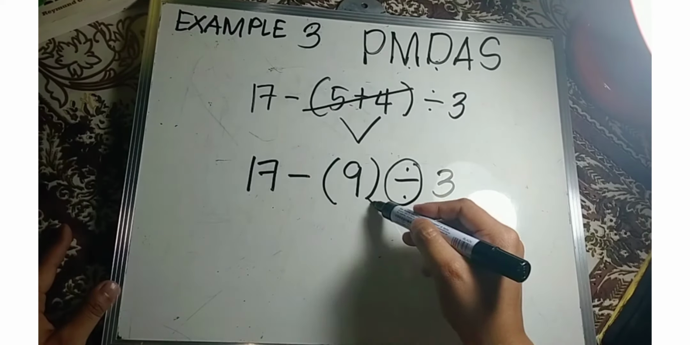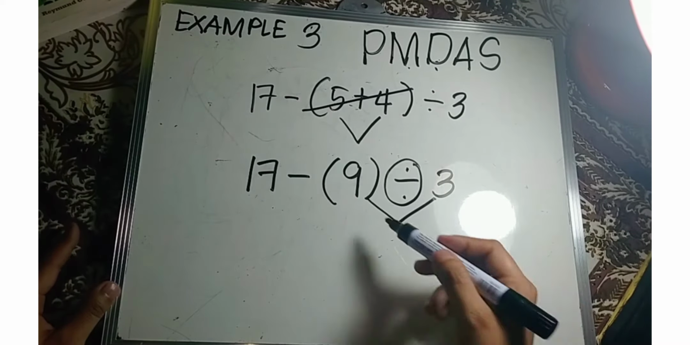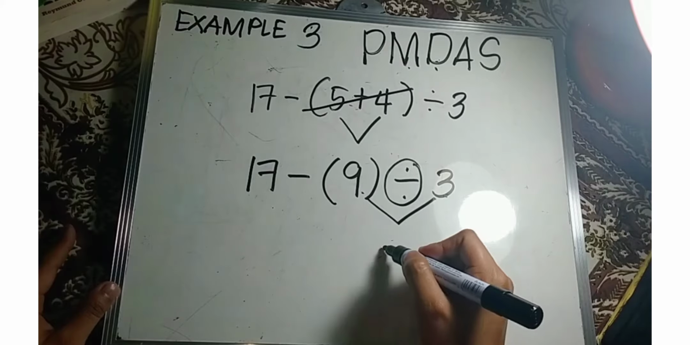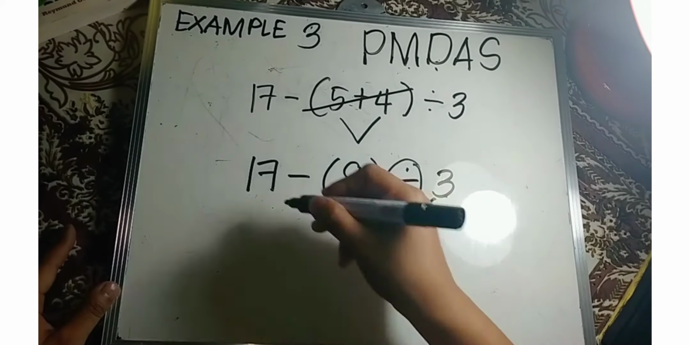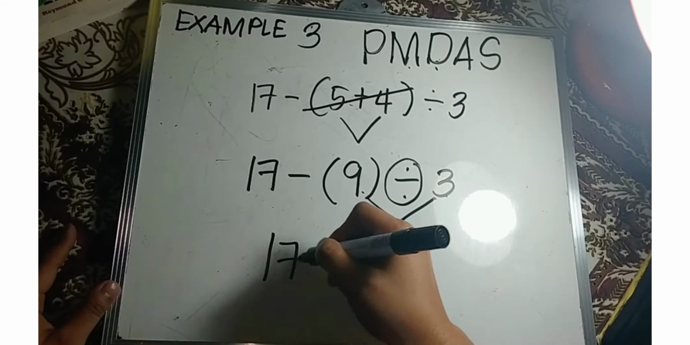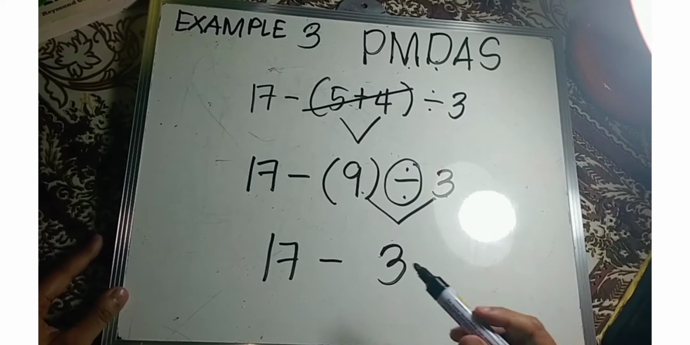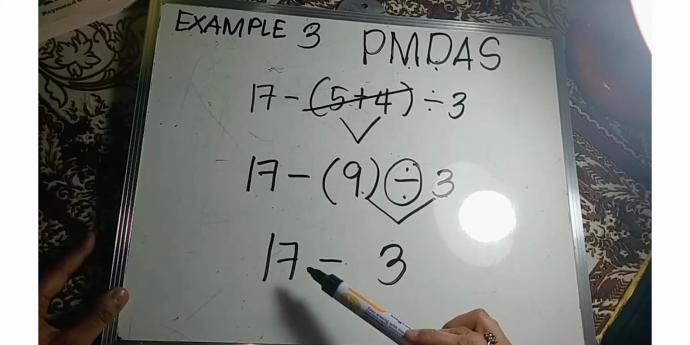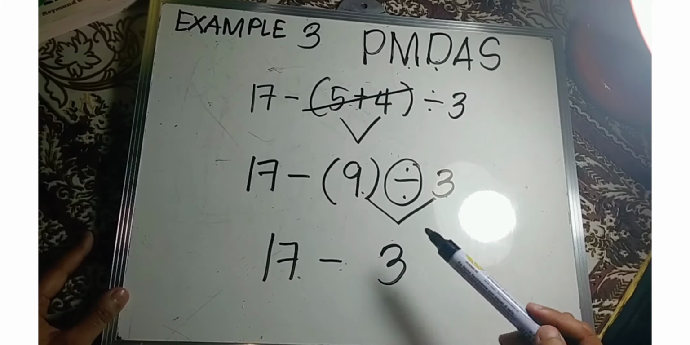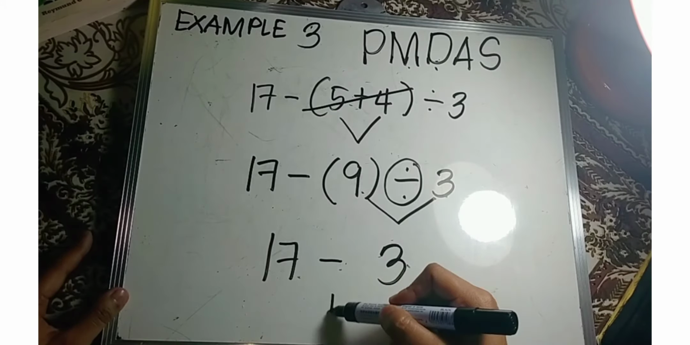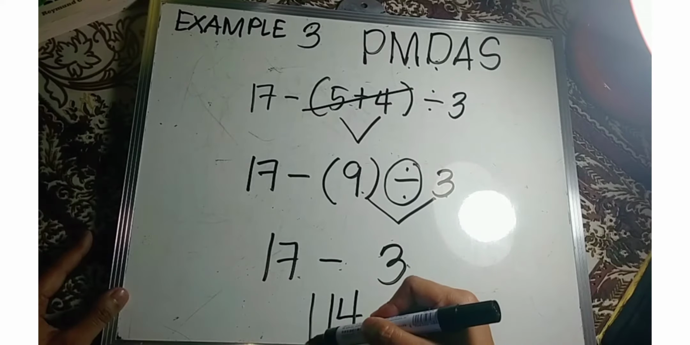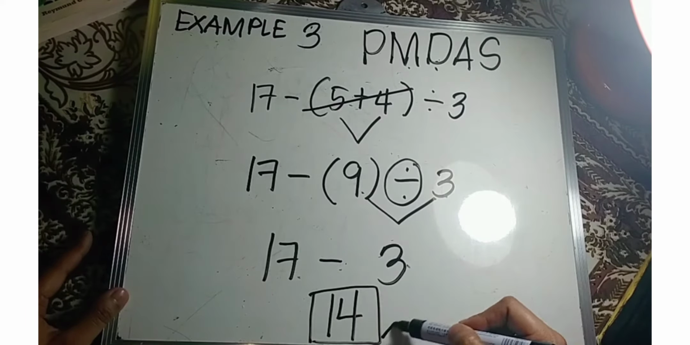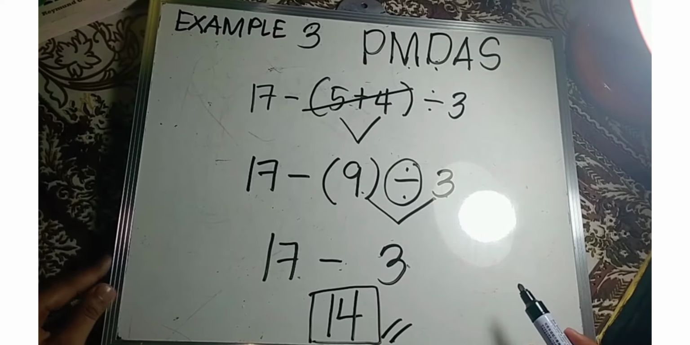So, let us perform this division. 9 divided by 3, the answer is 3. And then, let us bring down the remaining numbers and operation. So, ang natitira na lang po is minus. So, let us perform 17 minus 3. The answer is 14. Okay, so 14 is our final answer.